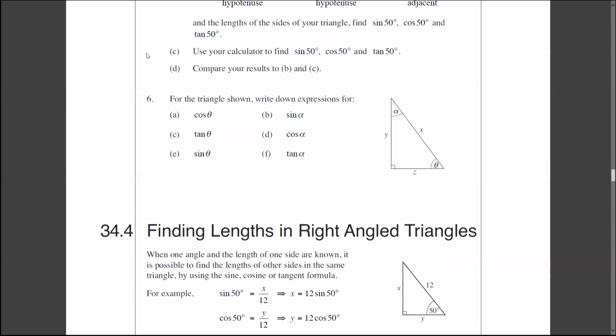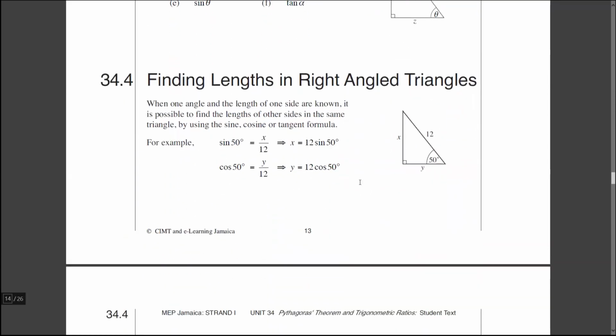So if you're referring to theta, the adjacent to theta would be z, and x is the hypotenuse. So z over x would be the expression for cos theta. If you were looking at cos alpha, the adjacent for alpha is y. So cos is adjacent over hypotenuse, which would be y over x. Right? Tan alpha. So remember that tan is opposite over adjacent, and you're good to go.